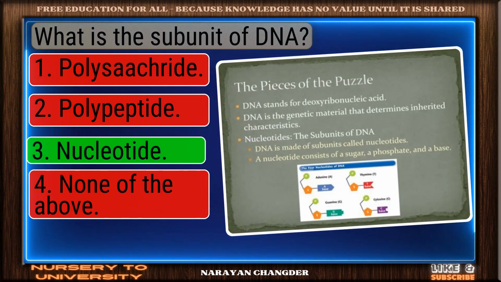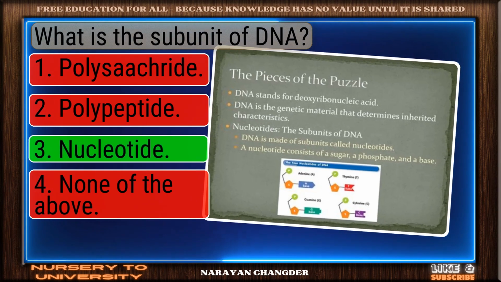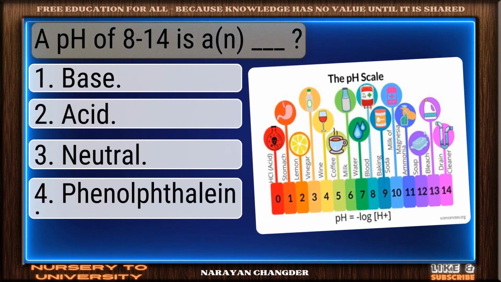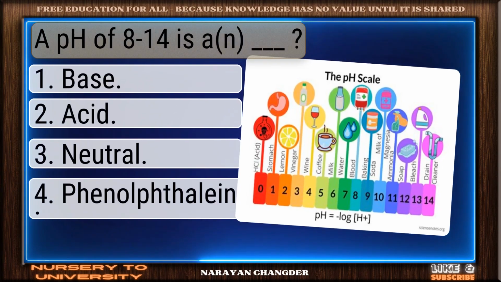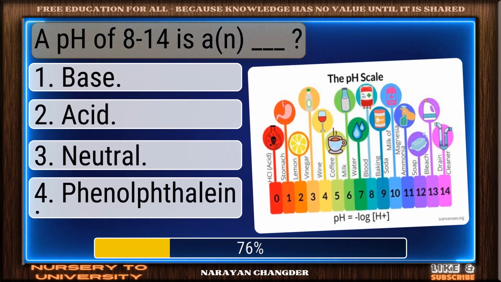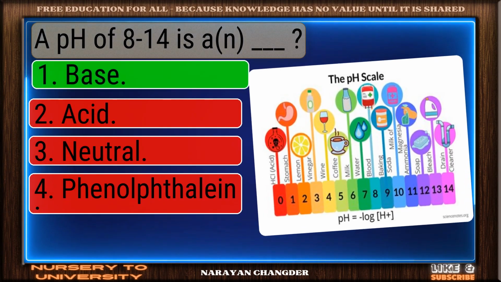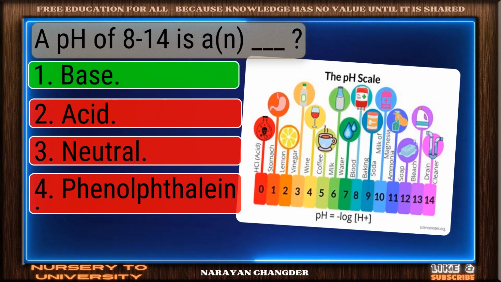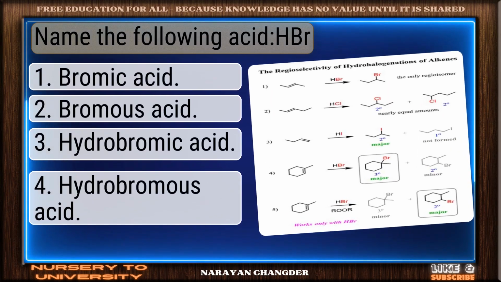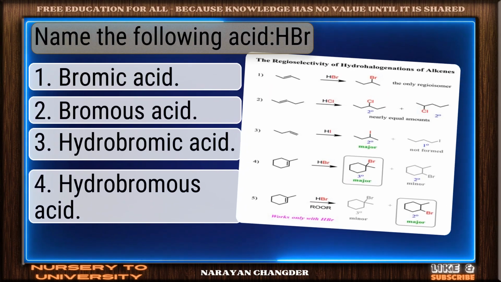You chose nucleotide, and it is correct. Question number 183. NaOH is a dash. Well reasoned. Base is the correct choice. Question number 184. Name the following acid.